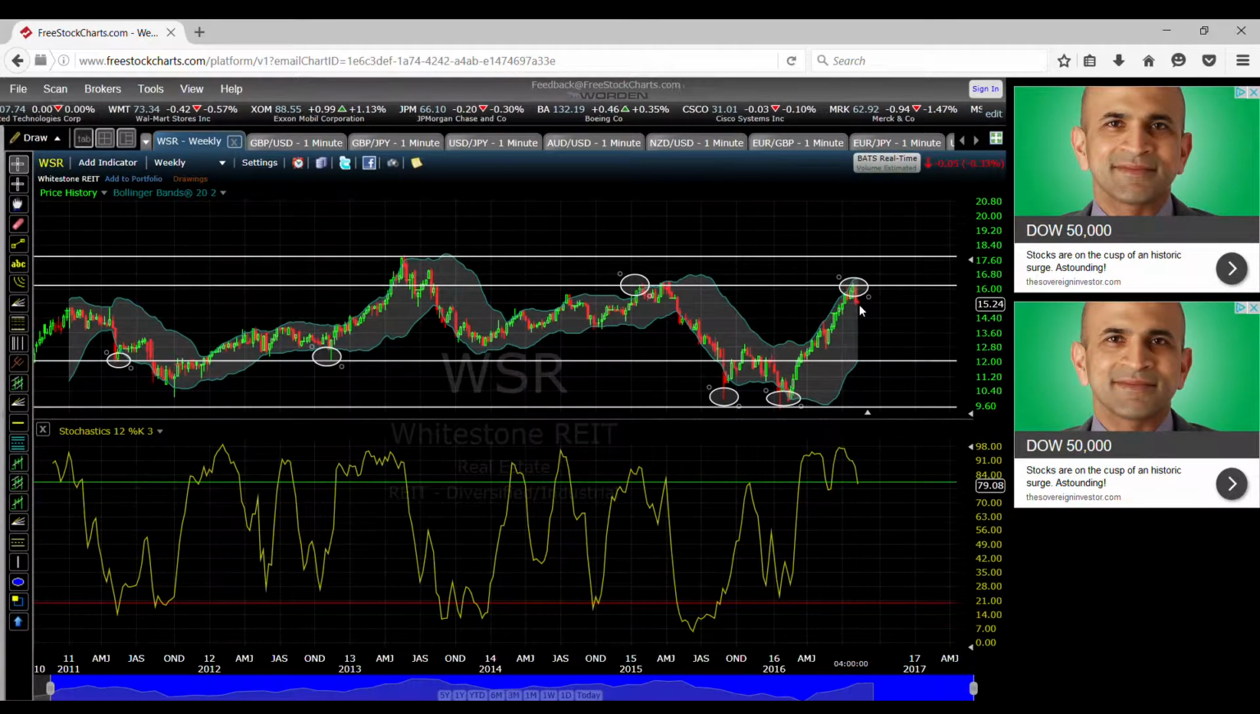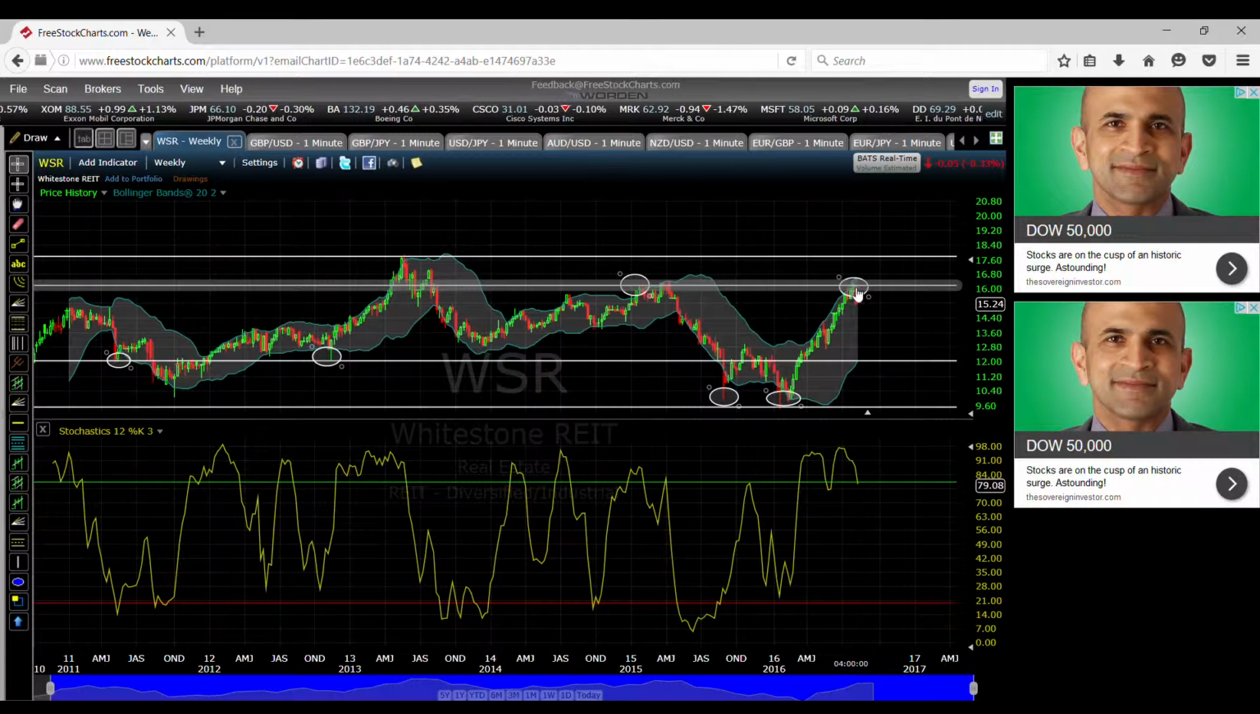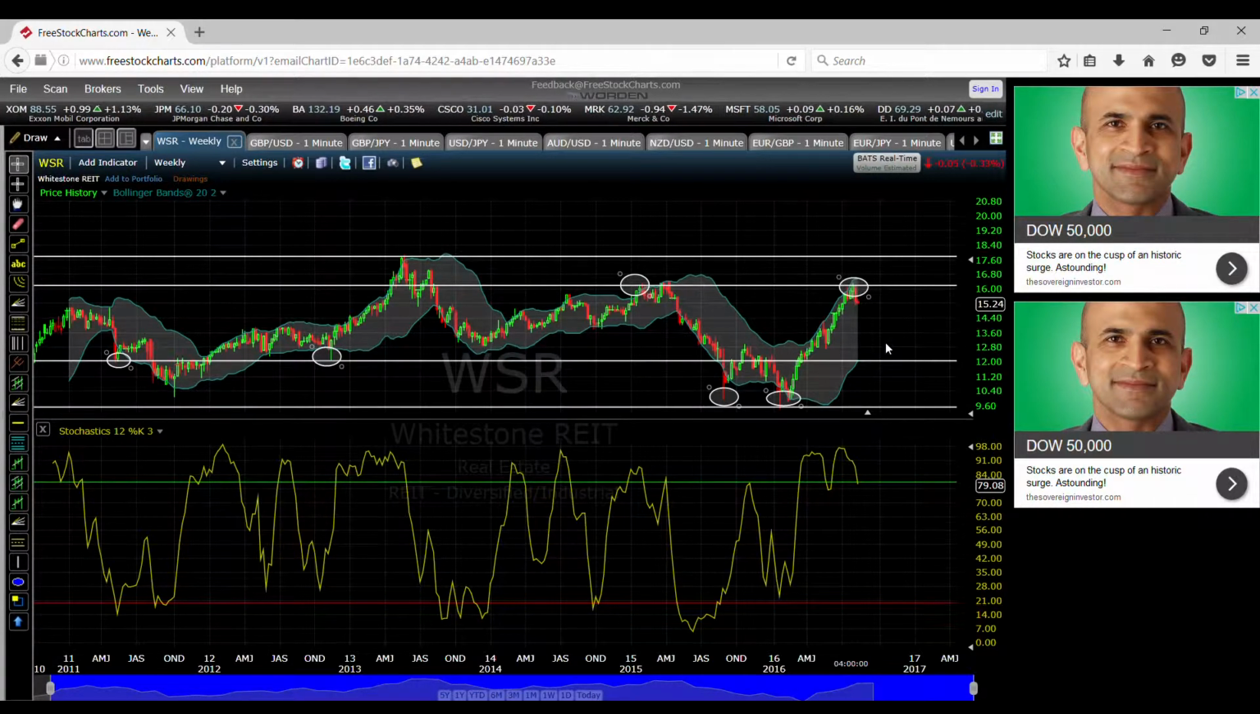But it's hard to actually know for sure what it's going to do next, but I can tell you a lot of times what it'll do is it'll bounce. So it'll go down here, it'll bounce a little bit, and then shoot back up through the ceiling because it broke the resistance level.